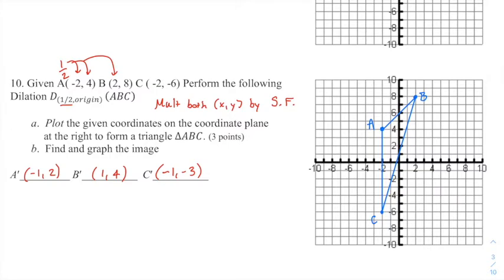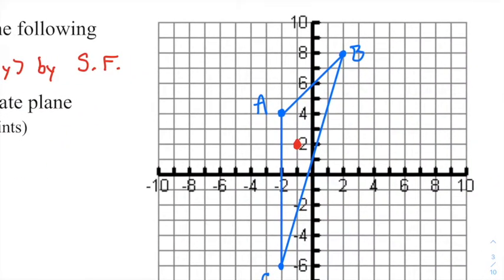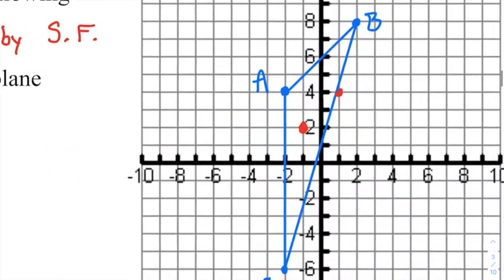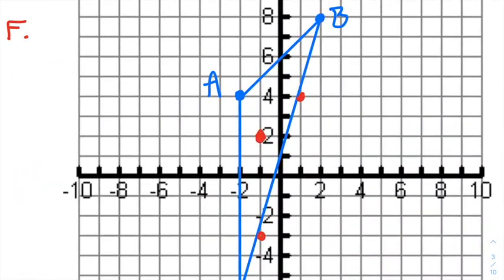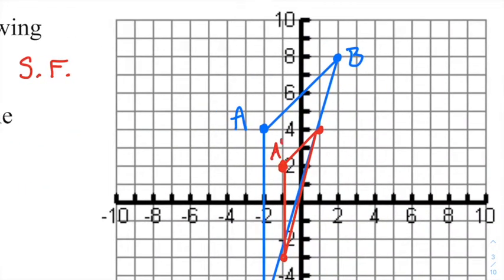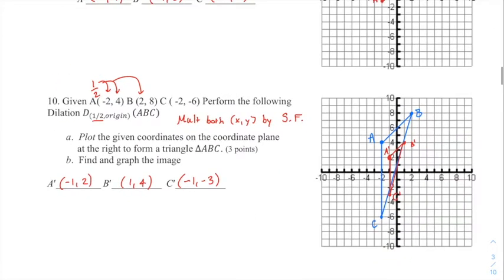So let's go ahead and plot those. -1, 2. 1 comma 4, and then -1 comma -3. And then there's your shape right there. So it's a smaller version right there. Let me go ahead and label everything, I guess. A prime, B prime, C prime, and then you're good to go right there.